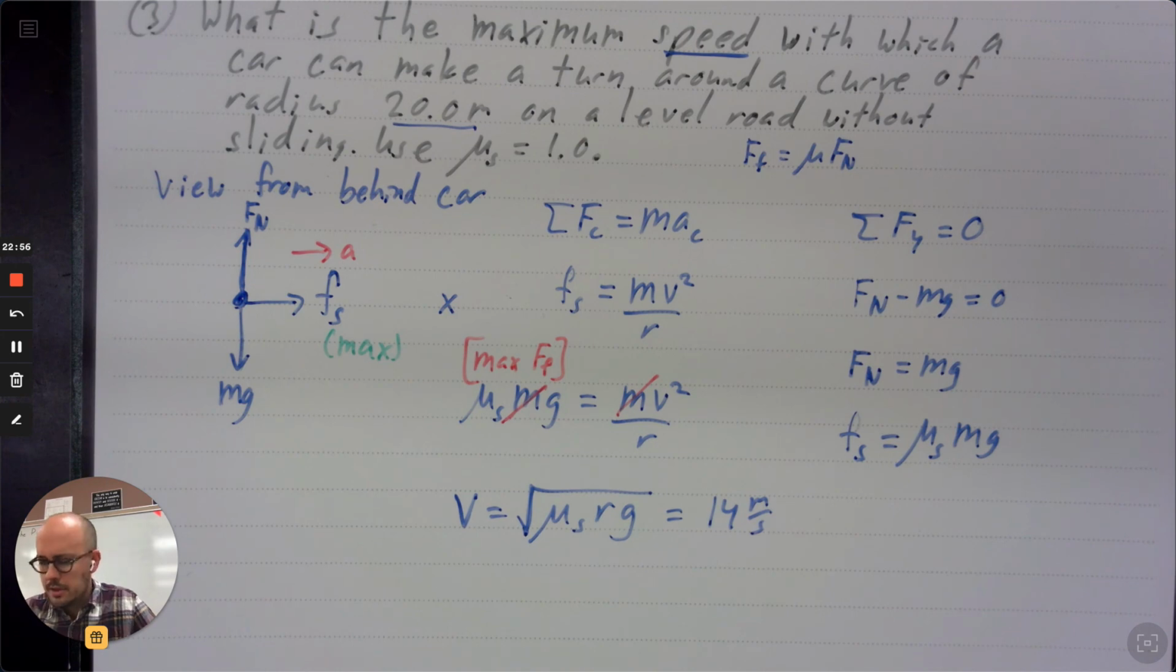So that's three examples. There are several more that you could encounter, but that's just some general ideas. Thanks.